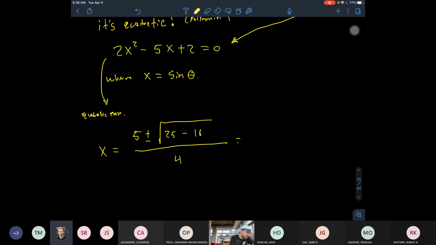So I can simplify this. This would be 5 plus or minus the square root of 9 all over 4. So x is going to be equal to either 2, or if we do the minus, then we get 5 minus 3 over 4 would be 2 over 4, which is 1/2.